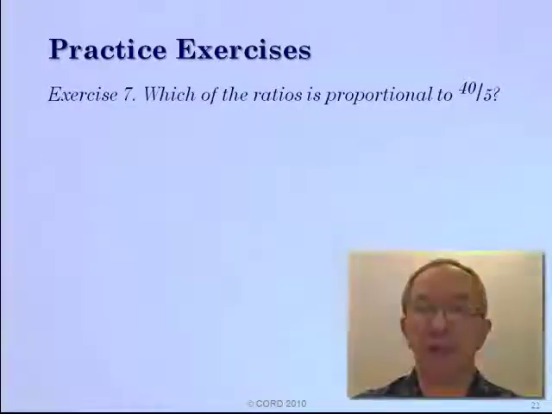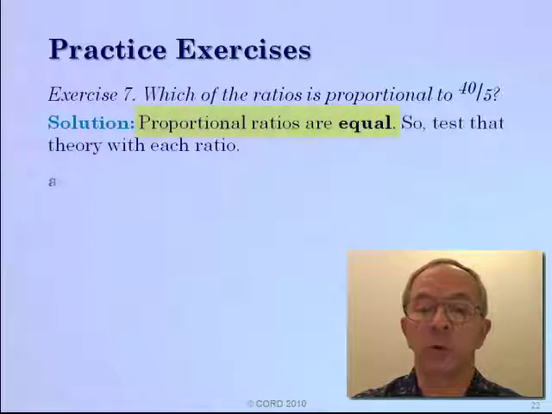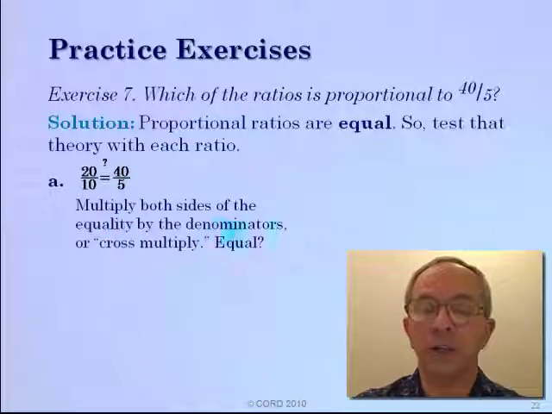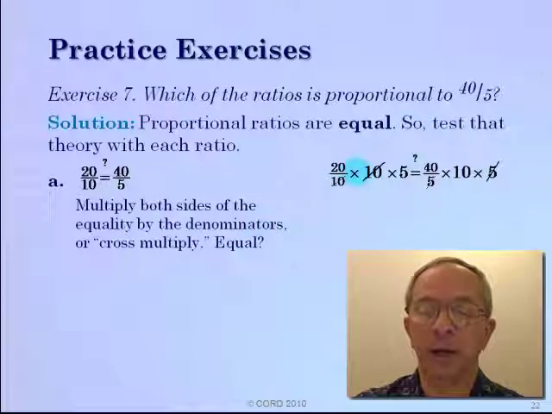Now, exercise 7 asks you which of the ratios is proportional to the ratio 40 to 5? Well, proportional ratios are equal, so test that theory with each ratio. So is 20 to 10 equal to 40 to 5? Well, we multiply both sides by the denominators, or cross multiply. So we multiply 20 over 10 times 10 and 5, and 40 over 5 by 10 and 5.